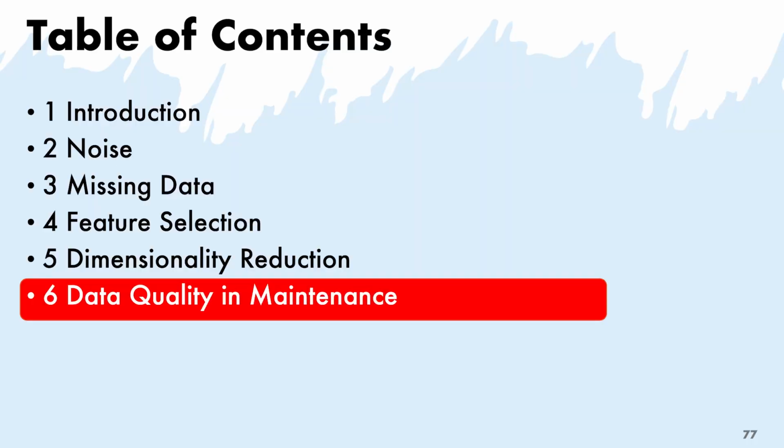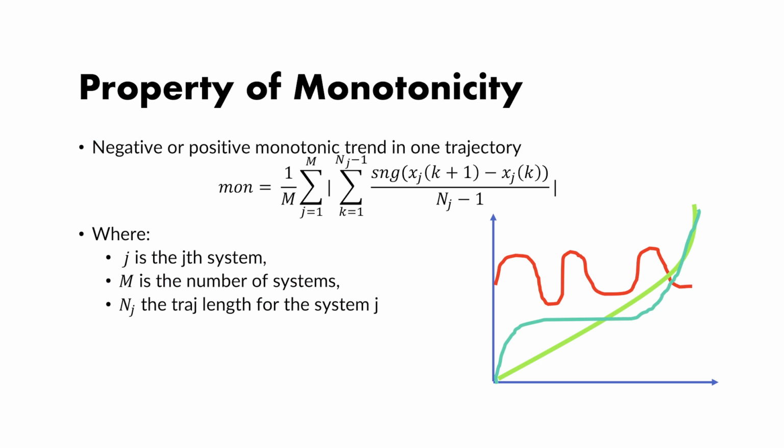Let us now talk about data quality and maintenance. There are some metrics that are very specific to maintenance, that we use in other fields but mostly in maintenance. And they are the monotonicity, the trendability, and the prognosability. And they are very important to attain effective time series analysis.